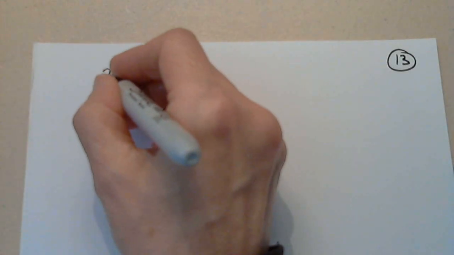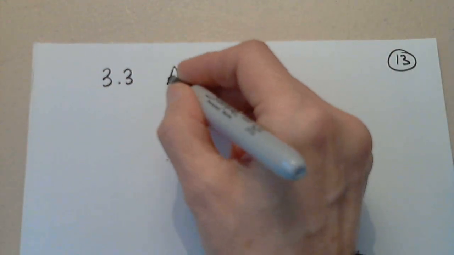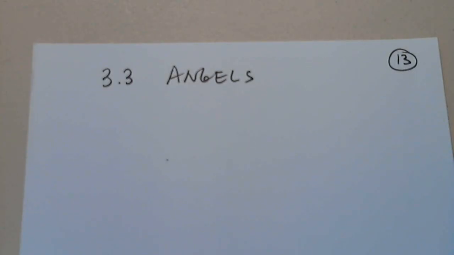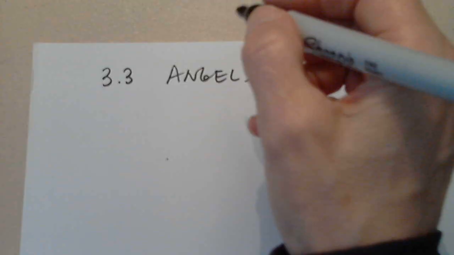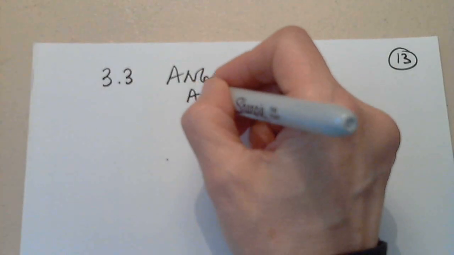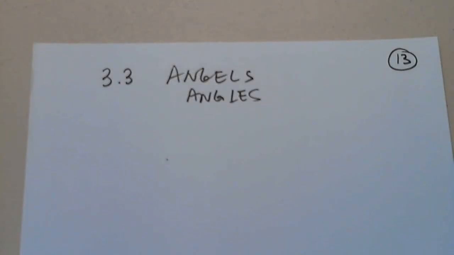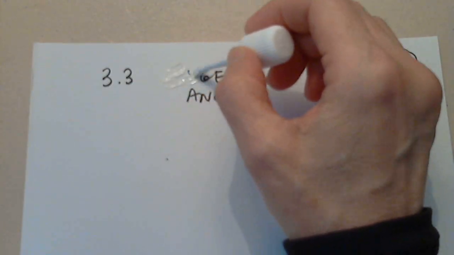In the next section, which page am I on? I'm on 13. Section 3.3 deals with, first of all, angles. Okay. Not angels. Sorry. Angles. Angels are good, but this is not what I'm trying to explain. Good. So what is an angle?